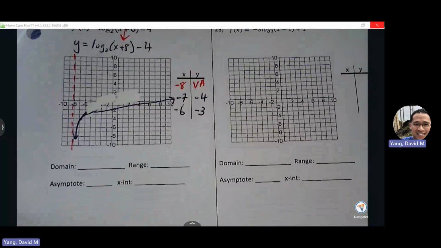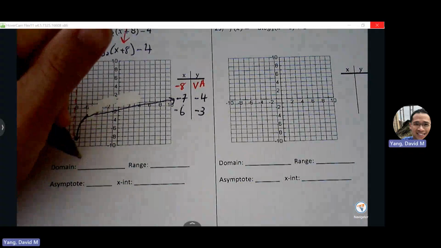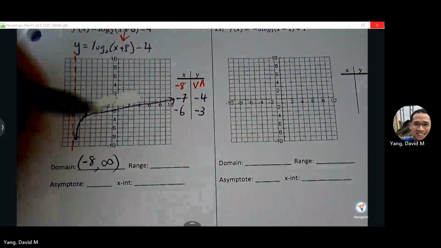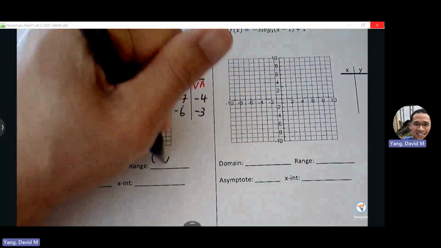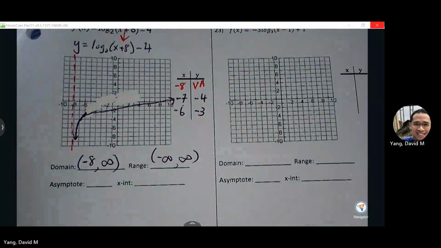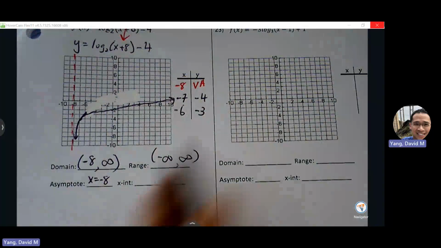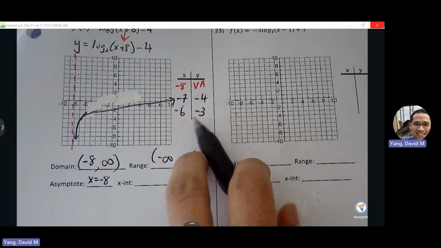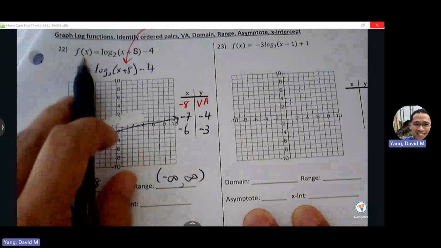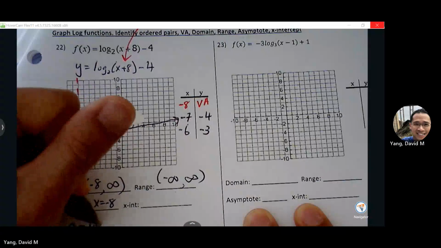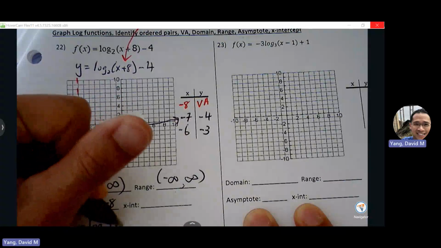Okay, so our domain. What's our domain? Your range is always going to be the same, never changes. Asymptote. And the x-intercept, notice the x-intercept doesn't really show up for you. So just go back to your original equation, replace y with 0, and just solve for x.